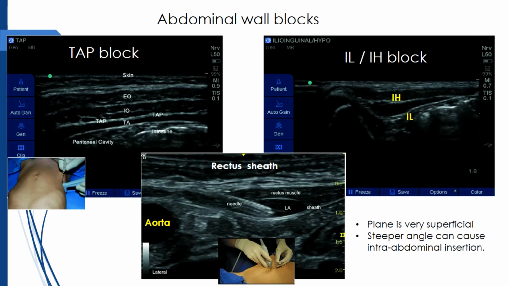In the rectus sheath block, you can see that the round hypoechoic structure that we are seeing in the midline is actually the abdominal aorta. In the ilioinguinal-iliohypogastric block, we can either see the nerves in the same plane or they can be separated in different planes as I have represented here.